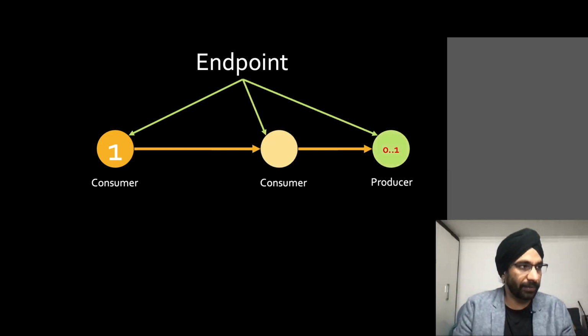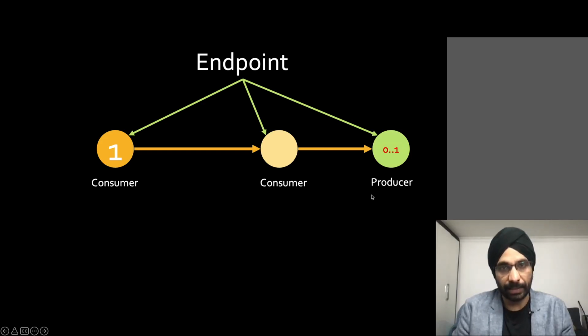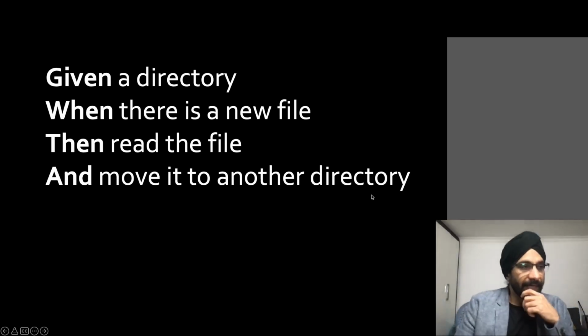Say for example over here I have a consumer, then it's sending to this little endpoint over here, and in this case it becomes a consumer when it's consuming for the first time. Later on it becomes a producer, and then it's sending to another downstream endpoint, which is our final and ultimate destination. So what we want to do is implement a use case.